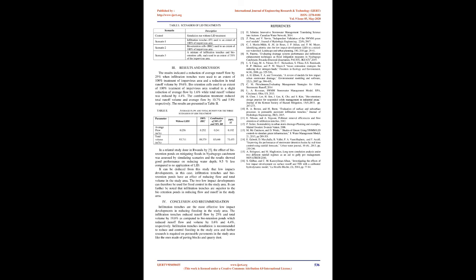It can further be noted that infiltration trenches are superior to the bioretention ponds in reducing flow and runoff in the study area. For conclusion and recommendation: infiltration trenches are the most effective low-impact developments in reducing flooding in the study area. The infiltration trenches reduced runoff flow by 25% and total volume by 19.6% as compared to bioretention ponds which reduced runoff flow and volume by 1.6% and 4.4%, respectively. Infiltration trenches installation is recommended to reduce and control flooding in the study area and further research is required on permeable pavements in the study area like the ones made of paving blocks and quarry dust.